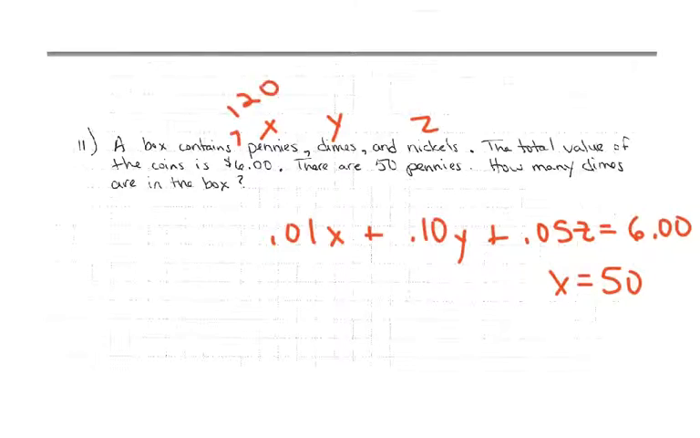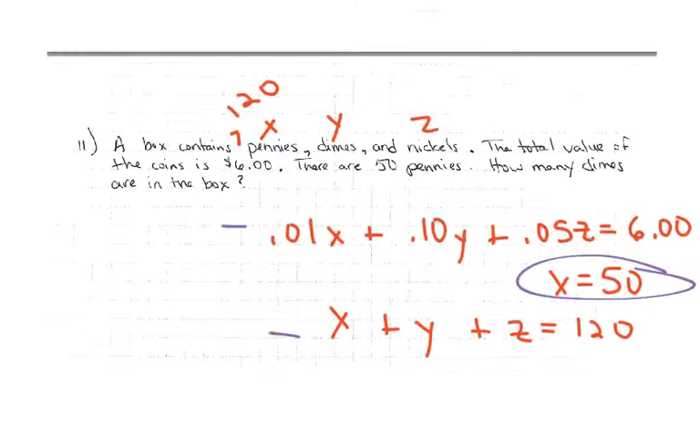We're going to say that there are 120 pennies, dimes, and nickels. That's important because I know that the number of pennies plus the number of dimes plus the number of nickels is going to be 120. Well, the nice thing is I know how many pennies there are. What that means is that I'm going to plug this into each of these equations, and I'm going to have a system that only has 2 variables.